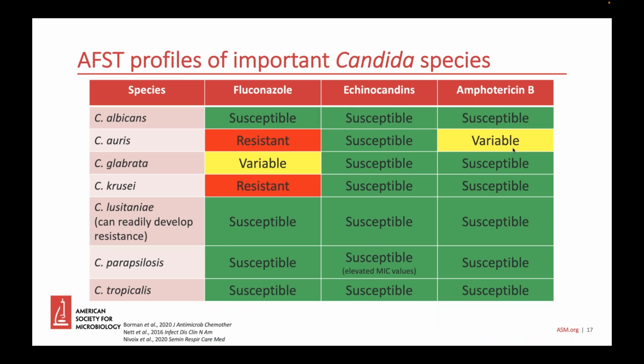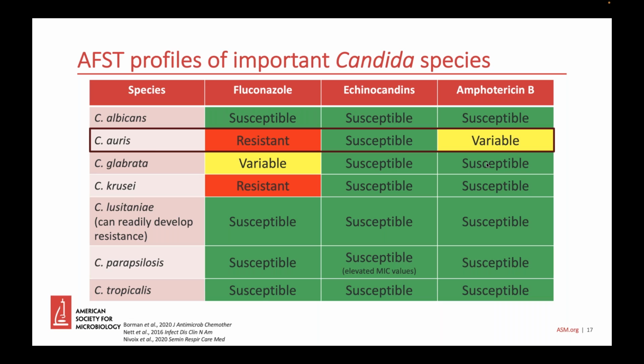So what about the susceptibility profiles of important Candida species? I've tabulated them here. We've got albicans, auris, glabrata, krusei, lusitaniae, parapsilosis, and tropicalis. I just want to highlight Candida auris. Generally, the isolates are considered resistant to fluconazole, but it's not considered intrinsically resistant to fluconazole. As we saw with those US isolates, about 85% of them are resistant to fluconazole. It's susceptible, thankfully, to the echinocandins, and it has that variable susceptibility to amphotericin.